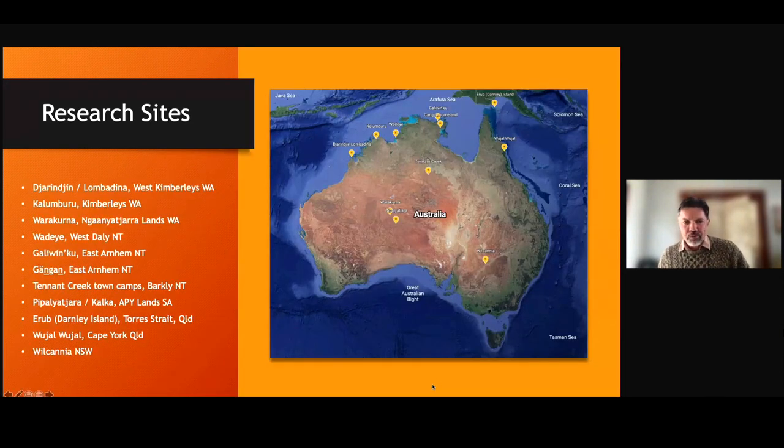So here's some of the research sites. You can see they're fairly widely spread across the country, from the Kimberleys, we've got Jurringen and Lombardina and Columbaroo. We're still setting up a relationship with Wadair, but we're hoping to be able to include that. Warrakurna in the Ngandara lands where I previously worked, and Pipalajara in the APY lands, Tennant Creek up in Central Australia, and then up in East Arnhem Land, Gallowinkel and Gungun homeland. And then moving across to Cape York, we have Wudjul community and Arab on the Torres Strait.